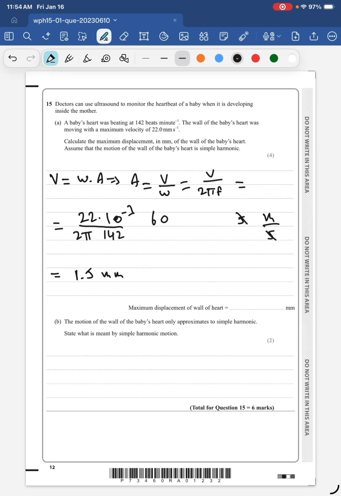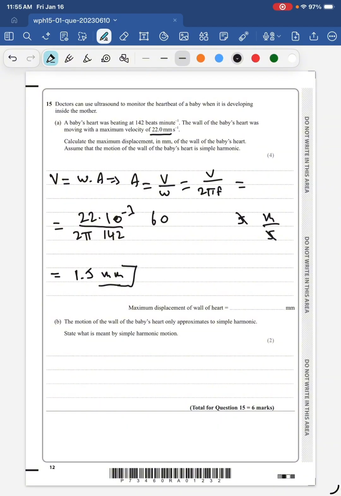And let me make a short comment here. This makes sense, right? Because they tell you that the velocity of the heart is 22 millimeters per second. So your answer should be somewhere in the neighborhood of millimeters. If your answer was 1 meter, imagine how small a baby is. And if the displacement of the heart was 1 meter, it would explode. So in physics, sometimes you can logically infer whether your result is correct or not just by looking at it. Just think of the order of magnitude and stuff like that.